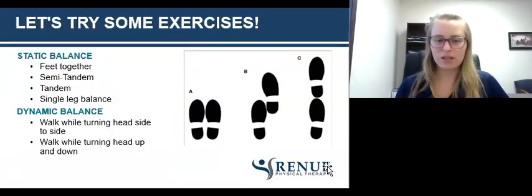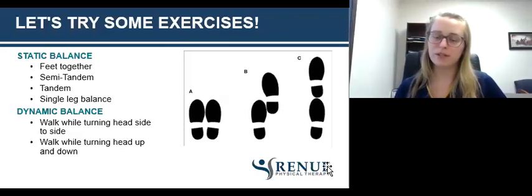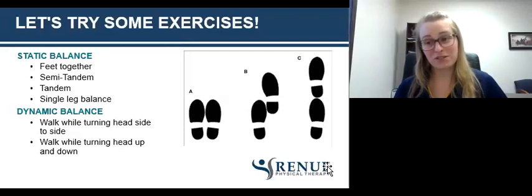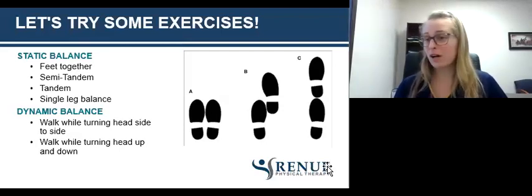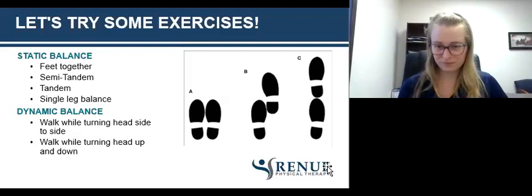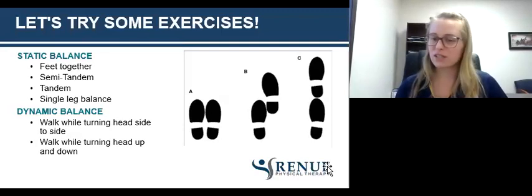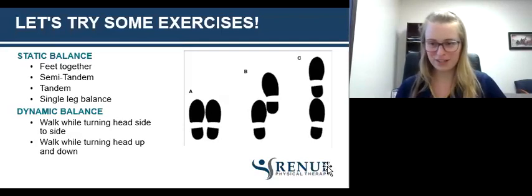So if you want to start performing these exercises at home, start small and build up as you are able. You do not need to be able to perform all these exercises in one day. Just pick a couple and start from there. And if any of these exercises cause pain, stop performing them. That is not the point of the exercise.